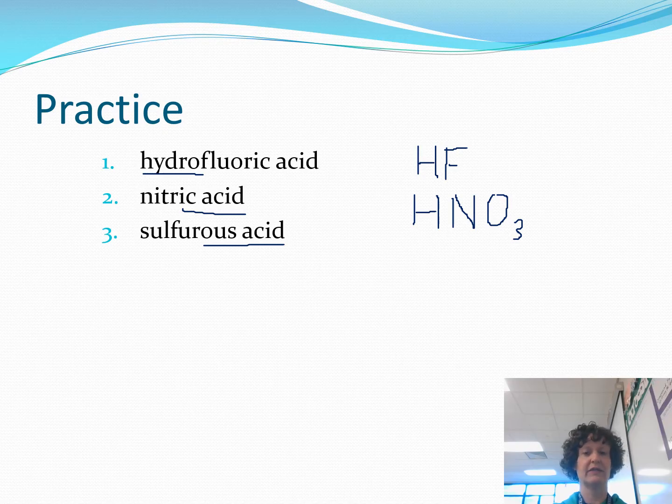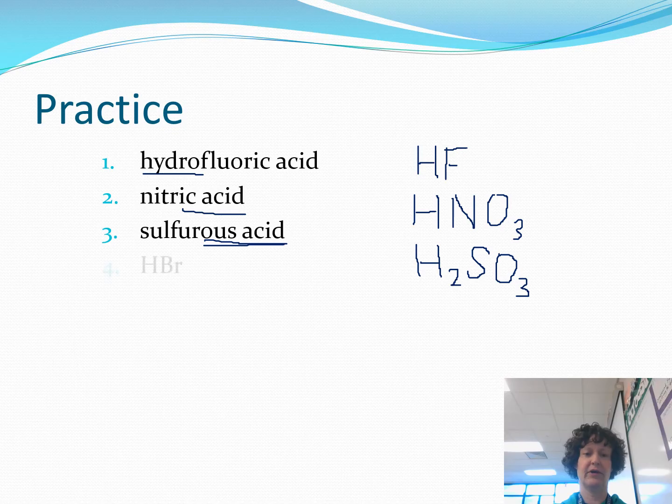Now, sulfite is SO3, but what is its charge? That's right, it's 2 minus. So if it's 2 minus, how many hydrogens would we need to bond to it to get a total charge of 0? That's right, it would need to be 2 hydrogens this time. So it'd be H2SO3, because again, it was sulfite. And we know it's an ite polyatomic ion because it ends in us acid.